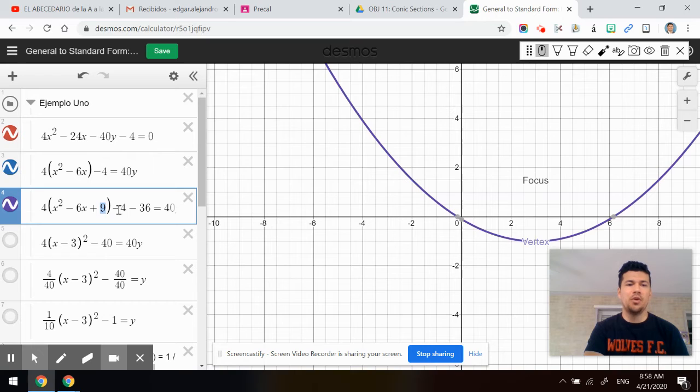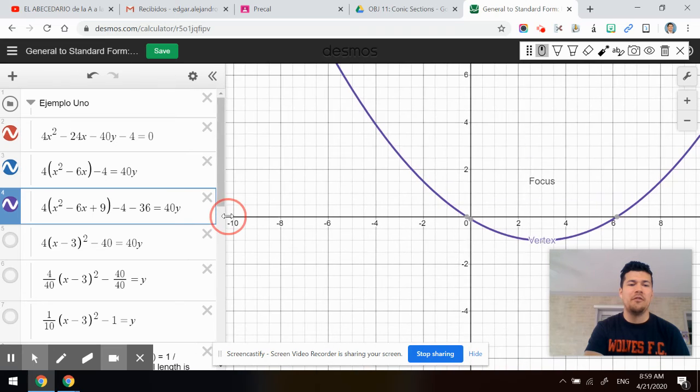I still have my -4. And now look, I also subtracted 36. The reason I did that is because 9 times 4 is 36. I've really unbalanced this equation by 36. So I didn't just add a 9, I actually added 36. That's why I'm subtracting 36. And you'll notice that on my right side, I still have a 40y. My next step, again, is equivalent. You'll notice it is correct.